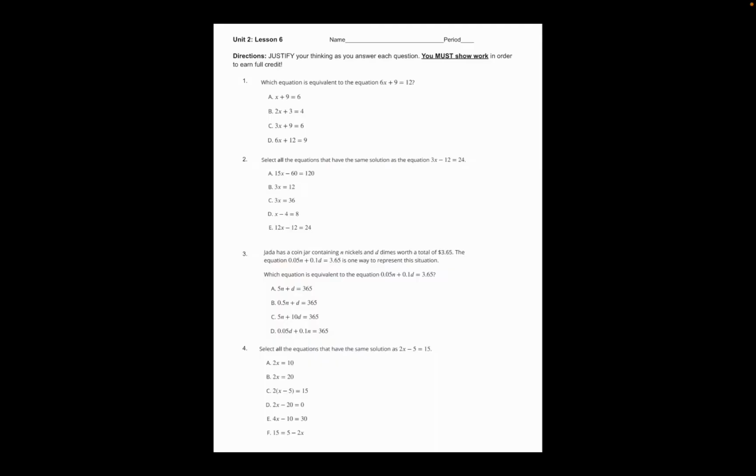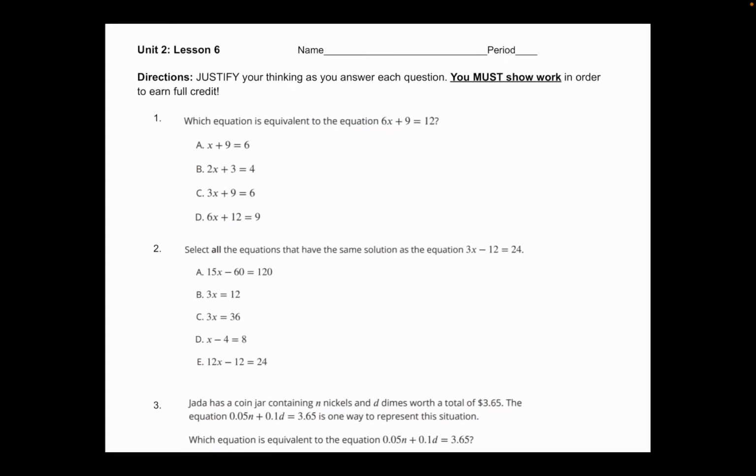So let's jump in. On my directions here, it says you have to justify your thinking as you answer each question and basically show your work to earn full credit. So with these multiple choice ones, I'm going to put a little bit of an explanation off to the side. That way I can explain what I am doing.